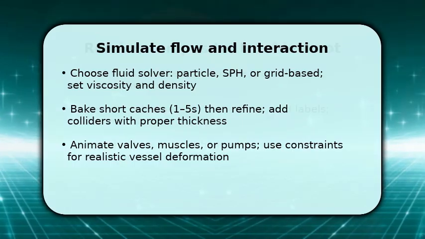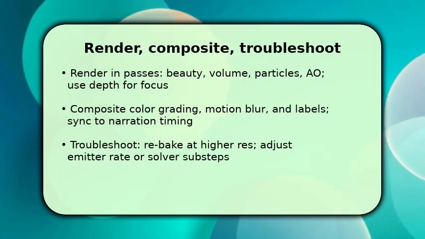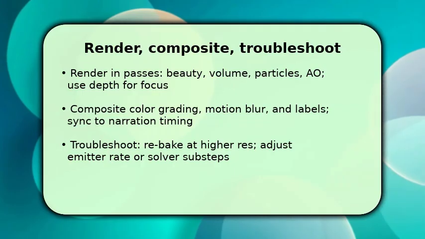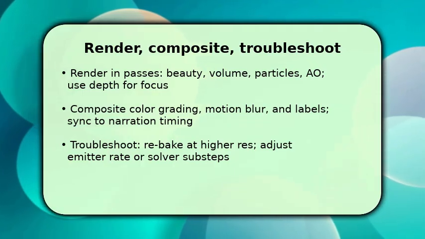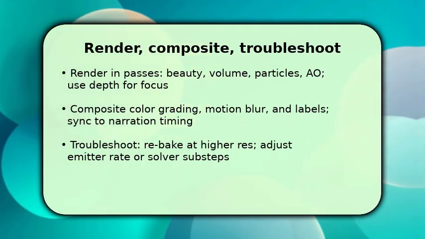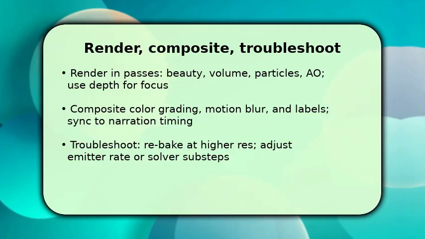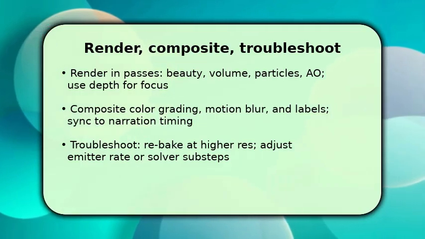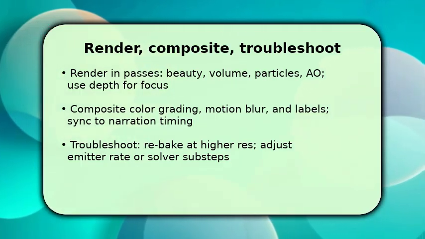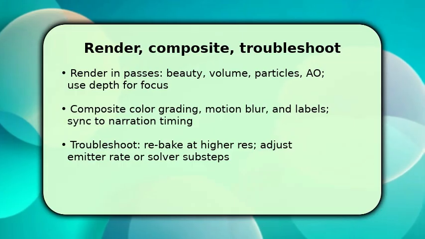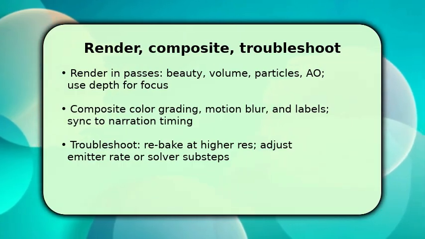You finish by rendering and compositing the animation to communicate the process clearly. Render separate passes: beauty, volume, particles, and ambient occlusion, so you can tweak intensity and clarity in compositing. Then add depth of field and motion blur to direct attention, and overlay simple labels or arrows tied to timeline markers.